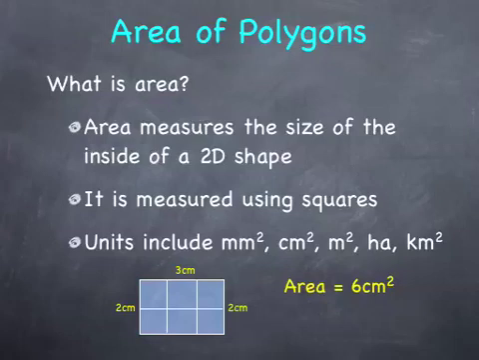If you just put the other measurements around, the perimeter wouldn't be 6. You just add all the sides. The perimeter would be 10. So that, as we can see and probably know already, there's a clear difference between area and perimeter.